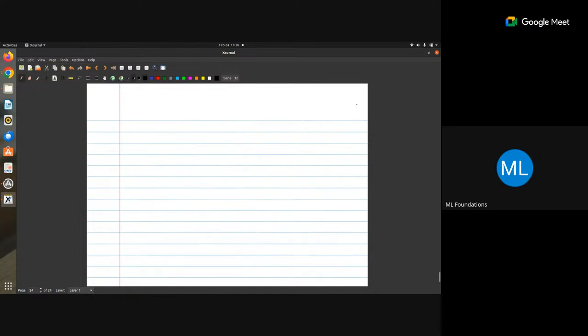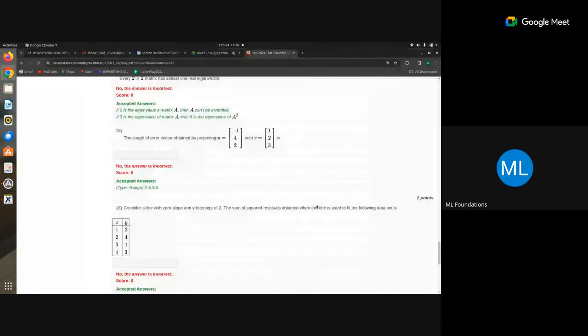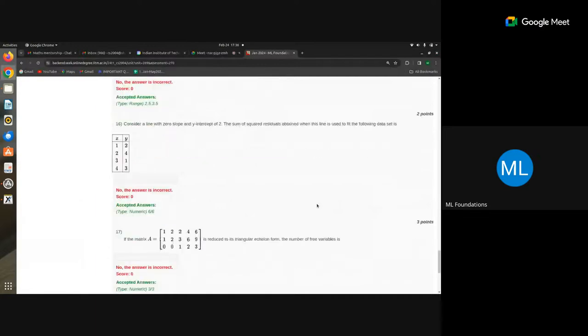Fine. So let's go ahead with question number 16. Consider a line with zero slope and y-intercept of 2. The sum of squared residuals obtained with this line is used to fit the following data set. Okay, fine. Accepted answer is what? 6.